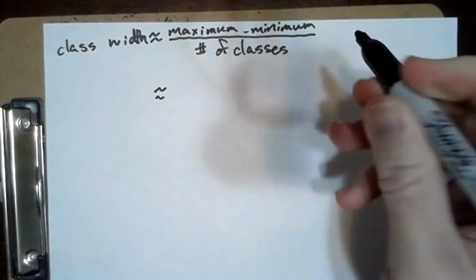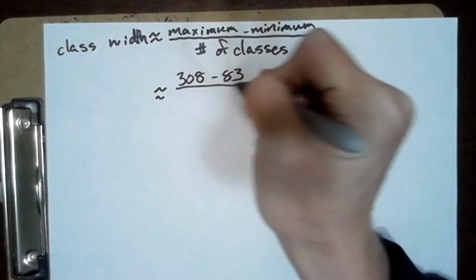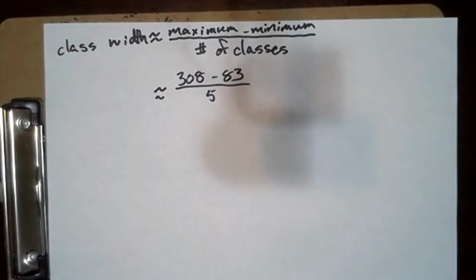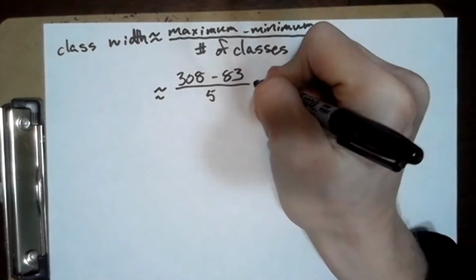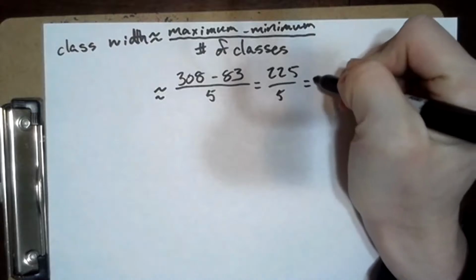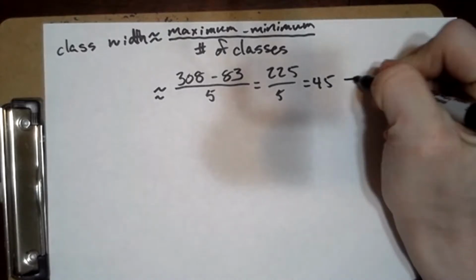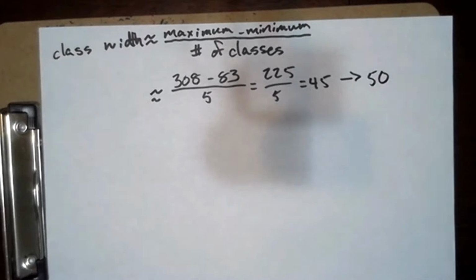So we come back here and we plug in those values. We're looking for something that is approximately 308 minus 83 divided by, we were told to use 5 classes. Well, this is equal to 225 over 5, or 45. Now, we don't need to use exactly 45. As the slides say, we should use an approximate value, a nice round number. And the best round number that we're going to find that's close to 45 is 50.